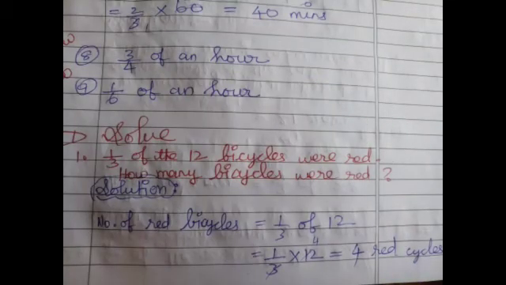Next one is a word problem. 1 by 3 of 12 bicycles were red. How many bicycles are red? That is the question. So number of bicycles that are red is equal to 1 by 3 of 12. Of is nothing but a multiplication. In numerator we have 1 and 12. Denominator is 3. And 3 and 12 we can cancel. 1 3s are 3, 4 3s are 12. So from that 12 bicycles, 4 are red in color.